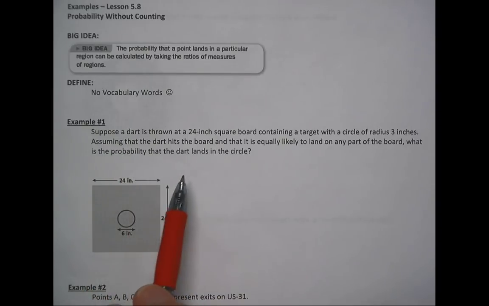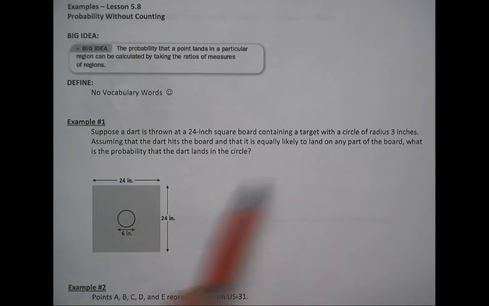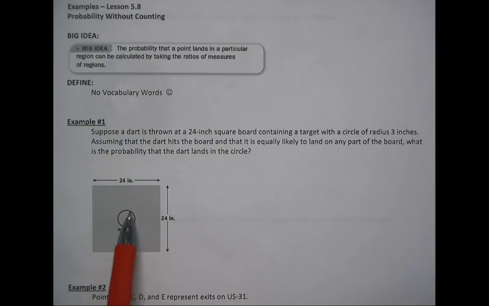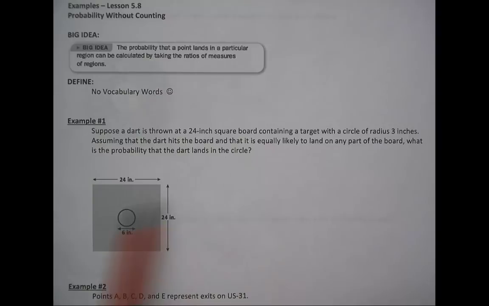So assuming that the dart hits the board and that it's equally likely to land on any part of the board, what's the probability that the dart lands in the circle? So we want to say, what's the probability that it gets inside this circle? And now we're not taking into account the skill of whoever's throwing it. So obviously a professional dart thrower is going to have a higher percentage of making it in here than somebody who's never thrown a dart. So we're saying that it's equally likely to land on any part. All right, so no skill involved. We're just saying it's all equal.